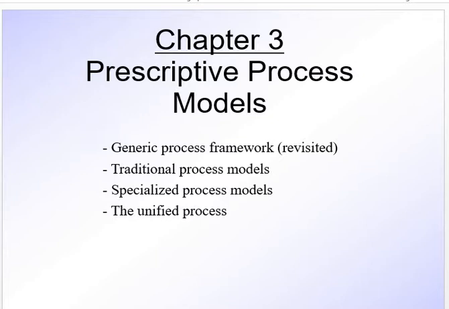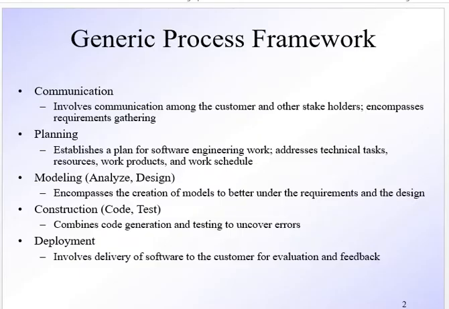So again and again we will be coming back to this. This is the overview of the chapter: we will cover the generic process framework that we have already visited, but still we have to cover it, because this is the framework which applies to all the models. So this is one type of model also, the generic process framework. Then we will have the traditional process models, specialized process models and the unified processes. We will see these one by one in the next videos. So, the next slide.